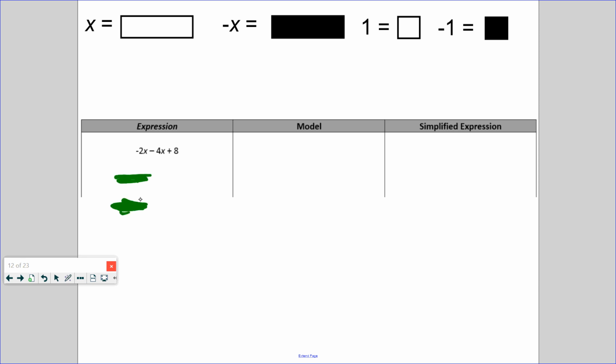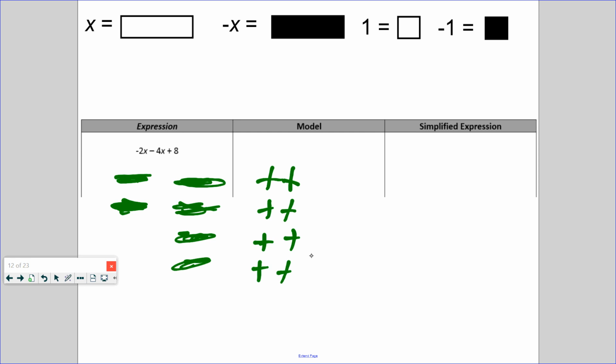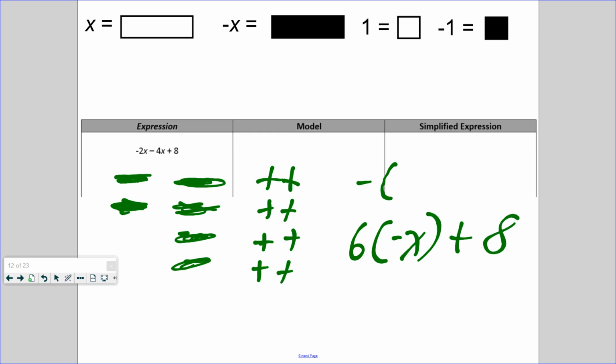Next one, negative 2x. So each negative x is represented by a dark red. Net minus 4x, which is the same as saying negative 4x, plus 8. And I'm going to draw positive instead of drawing the squares. So do you see any 0 pairs? I do not see anything to cancel out with it. So I see how many negative x's? I see six groups of negative x plus 8 units.